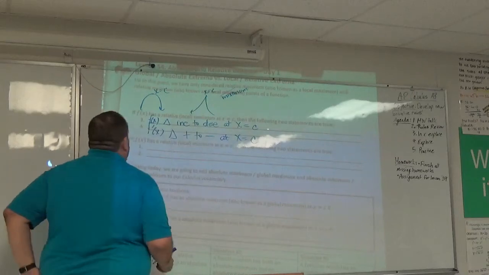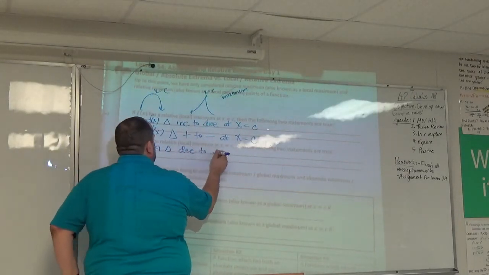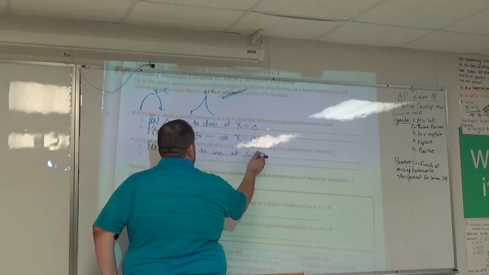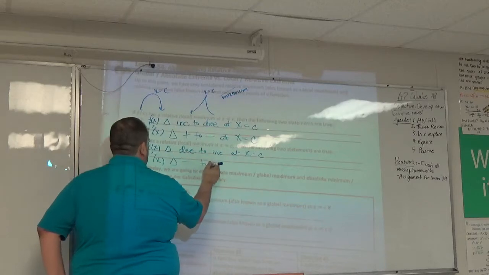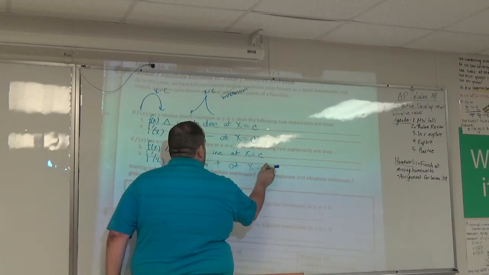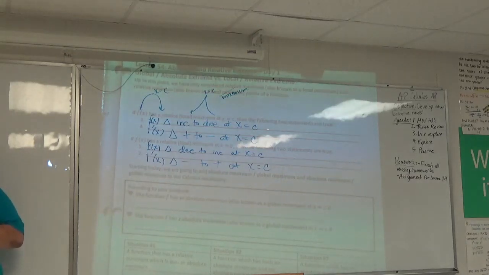Relative minimum, well, that means that f of x must make a change from decreasing to increasing at x equals c, or we could say that f prime makes a change from negative to positive at x equals c. Is everybody 100% okay? Total review, we've been here before, this is not new stuff.